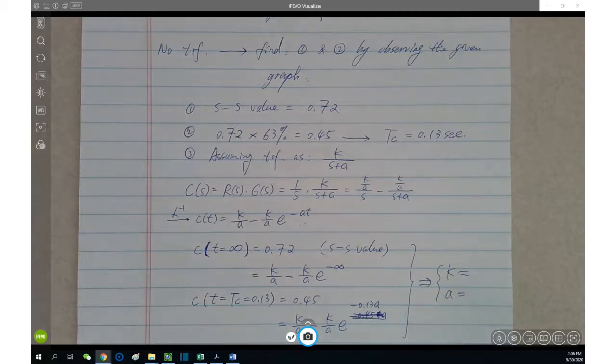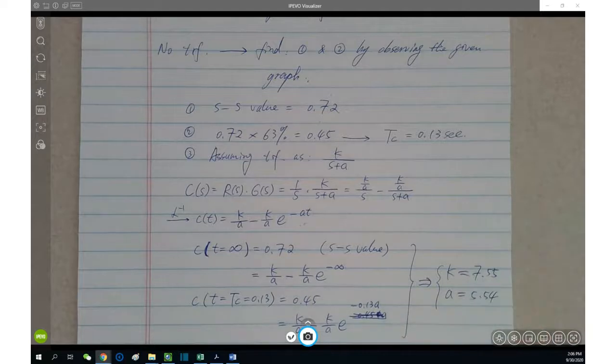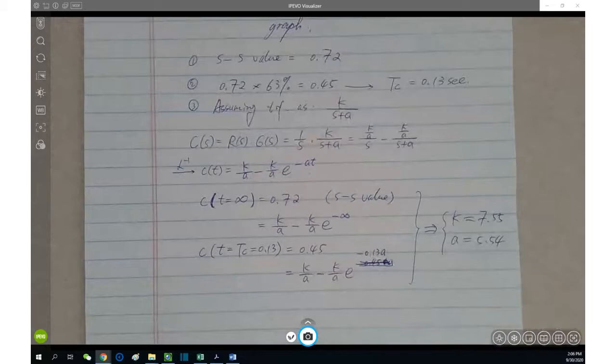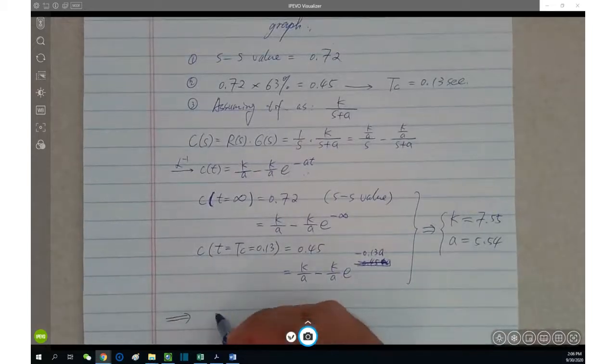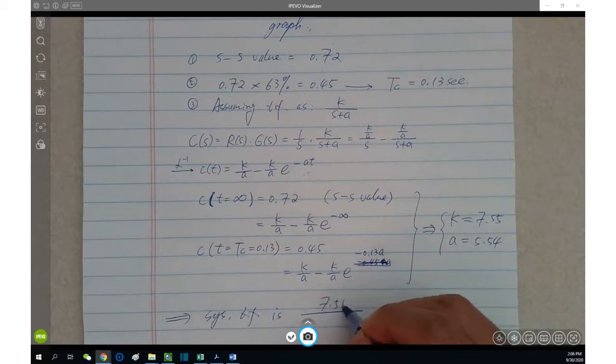All right, and I already see Noah got the correct answer, so I just present it here. Okay. 7.5-ish and 5.5-ish. So the system transfer function is 7.5 over s plus 5.5.